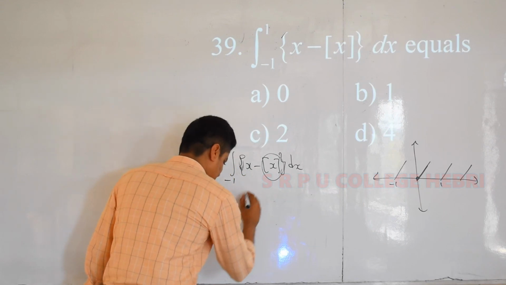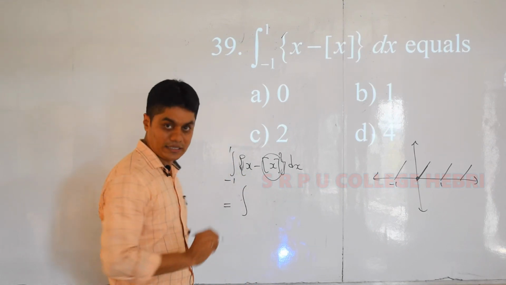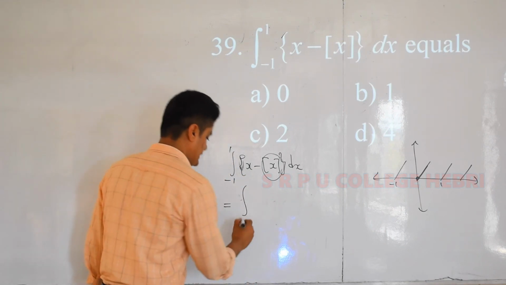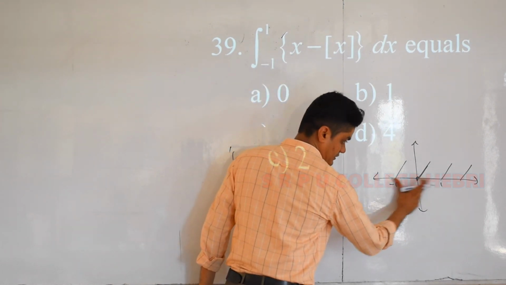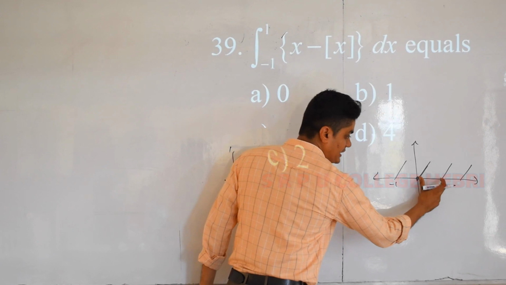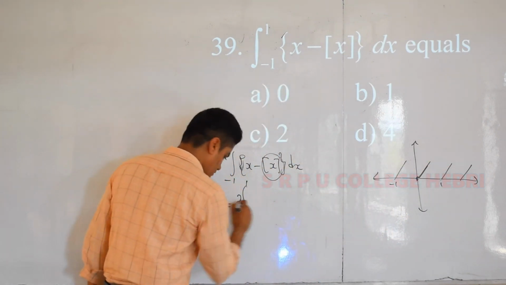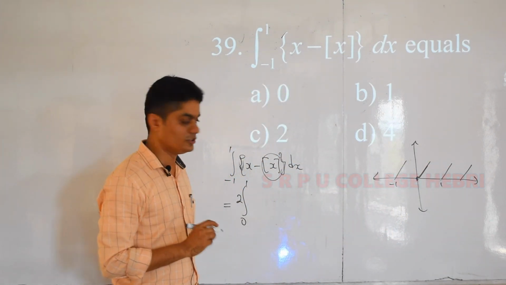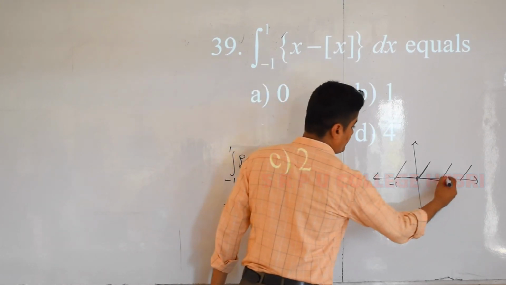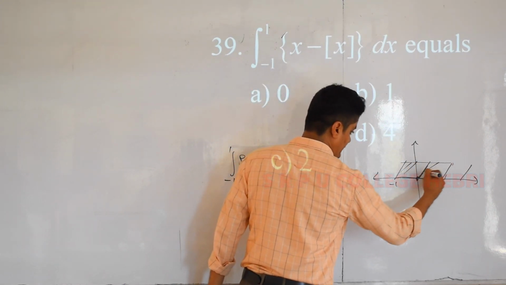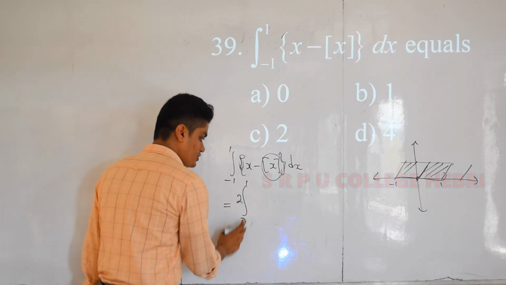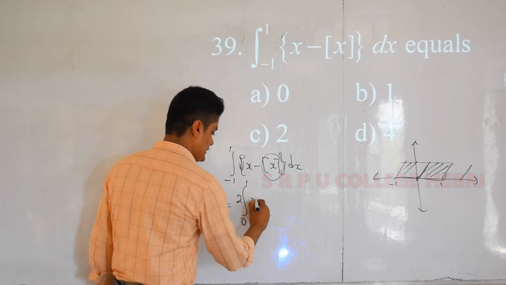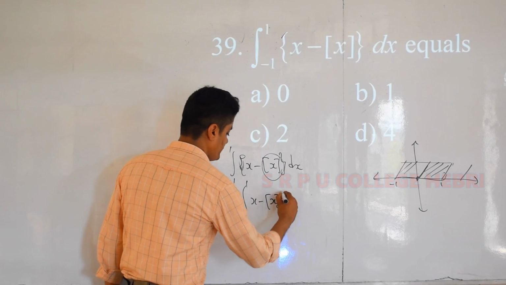So since it is a periodic function with the period 1, this is also equivalent to 0 to 1. Finding this whole region is the same as finding this one and multiplying by 2. Understood? So it is better to integrate from 0 to 1, 2 times x minus greatest integer of x.